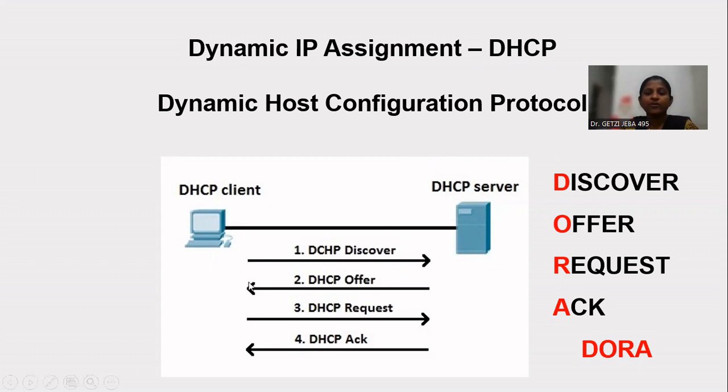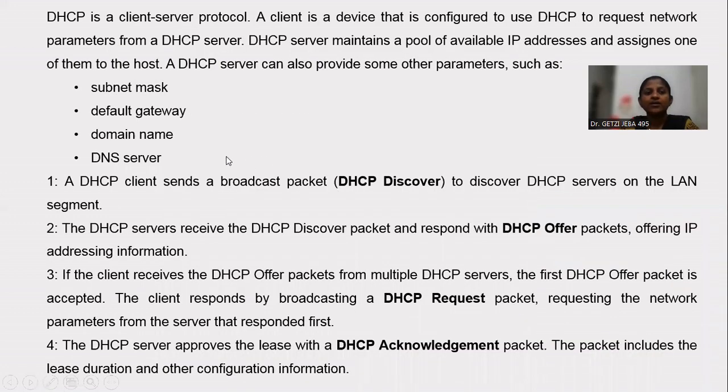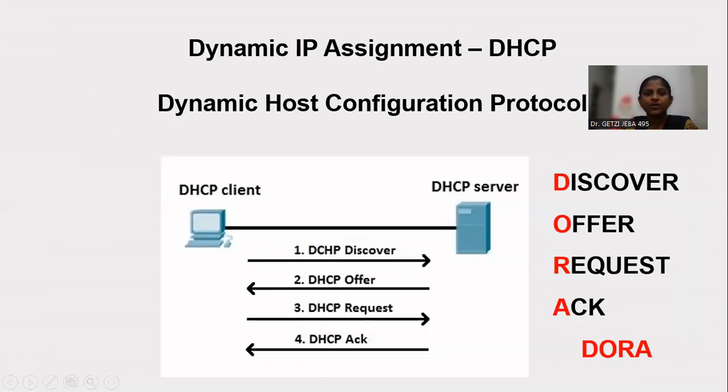So now you get an offer message. If you have one DHCP server, you will get an offer message from that one server. Or if you have multiple DHCP servers, you will get offer messages from multiple servers. After a client receives an offer message, it sends a request to any one server. After receiving the request, it gets an acknowledgement in which it receives the subnet mask, default gateway, domain name, and the DNS server details. So all these details are communicated through a DHCP server to a computer.